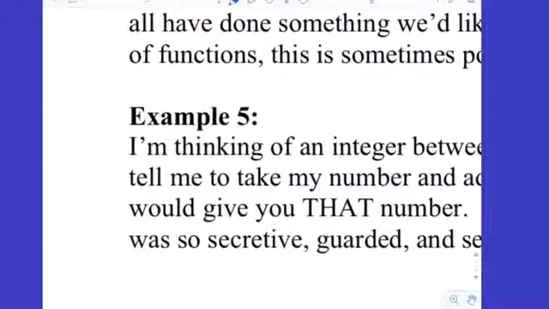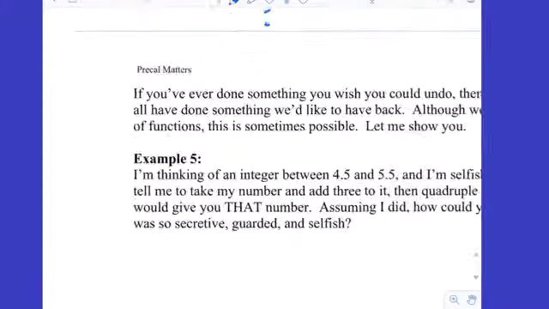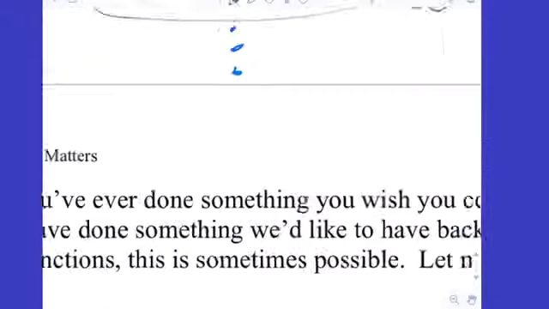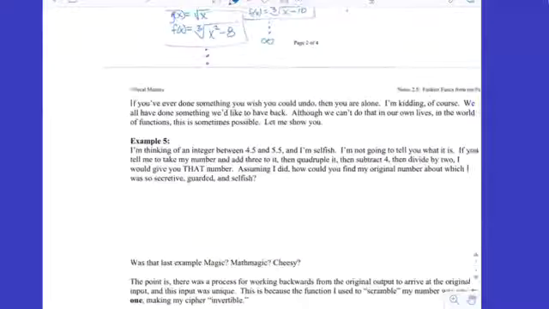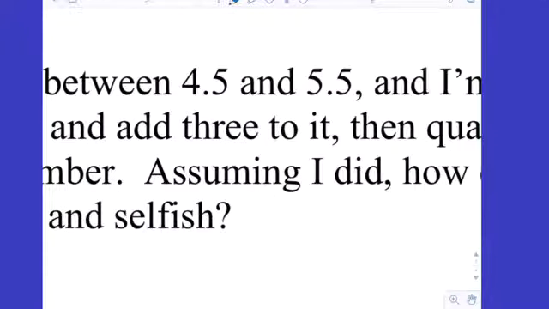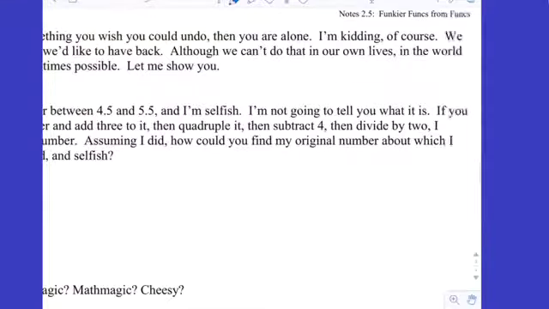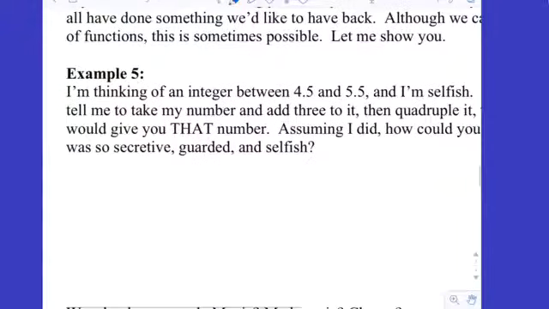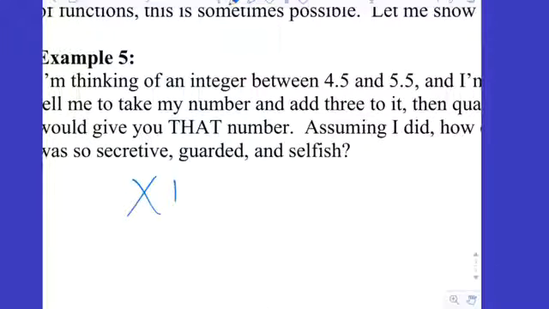All right, so now we're going to kind of shift gears here. Example 5. We're going to be talking about magic. Okay? So, let's say I'm choosing an integer between 4.5 and 5.5. I'm not going to tell you what it is, but I'm thinking of an integer between 4.5 and 5.5. Now, here's what I'm going to do. I'm going to take my number that I'm not telling you what it is. I'll call it x for now. I'm going to add 3 to it.